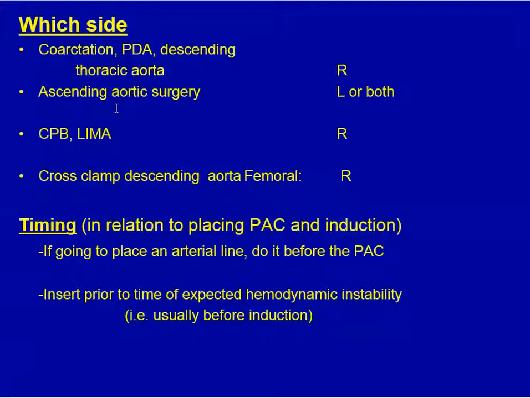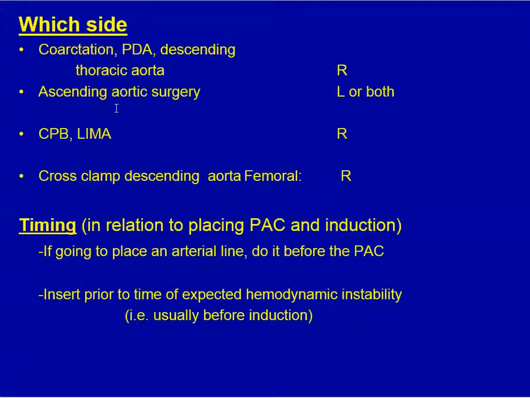For ascending aortic surgery, many recommend placing it on the left side, but I favor placing it on both sides so that you know if there is interruption of the innominate as well as the subclavian. In general, for cardiopulmonary bypass, I personally prefer using the right because it tells you something about the pressure in one of the cerebral vessels, namely the right carotid artery.